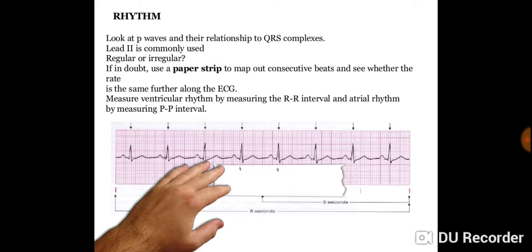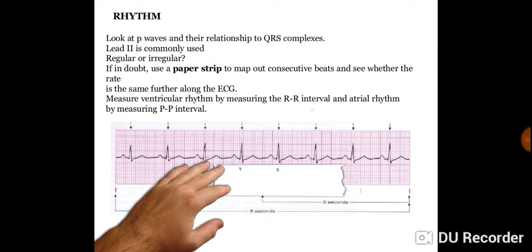Is it regular or irregular? Is every P wave followed by a QRS complex? Is every time similar to the previous time? And if you are in doubt, then you can use this paper method. Put a paper above an ECG and just make small dots where you see the R waves and then compare them to a position later on or previously in the ECG. If they're the same, then most likely there is no arrhythmia. If they're not, then you need to proceed to that.